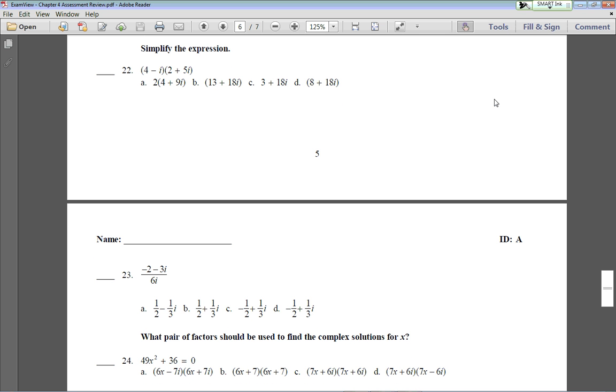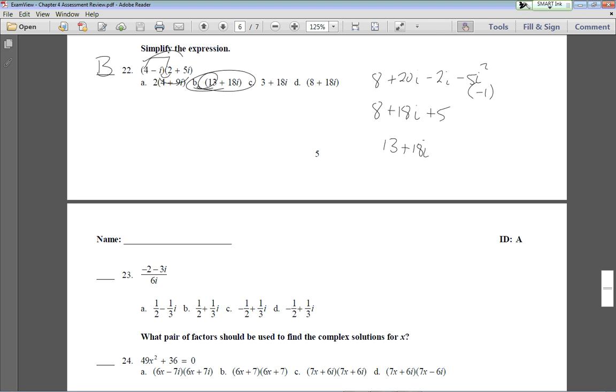22, simplify. Well, we've got to foil this out. 4 times 2 is 8. 4 times 5i is plus 20i. Negative i times 2 is minus 2i. Negative i times 5i is negative 5i squared. So 8 plus 18i. Remember, i squared is negative 1. Negative 1 times negative 5 is plus 5. 8 and 5 is 13 plus 18i. So the answer is letter B. Okay, answer is letter B.